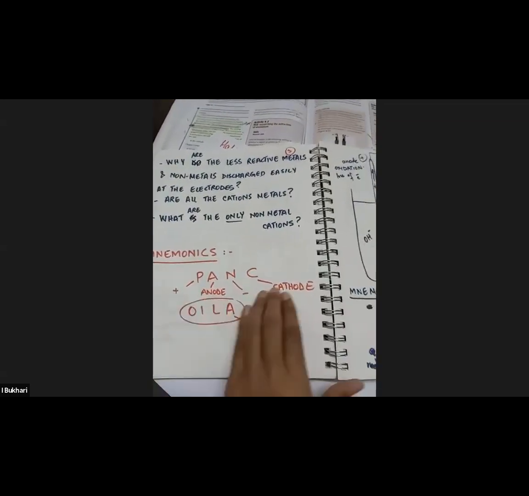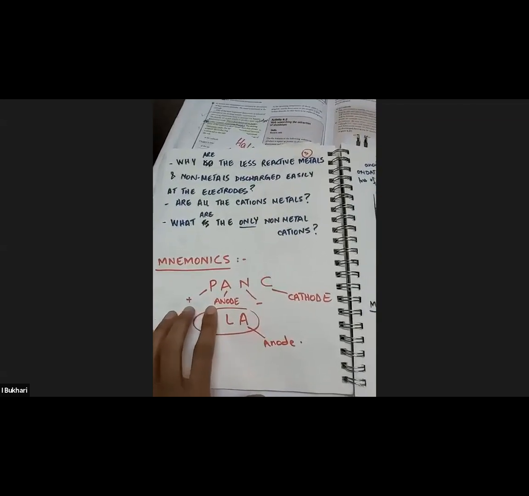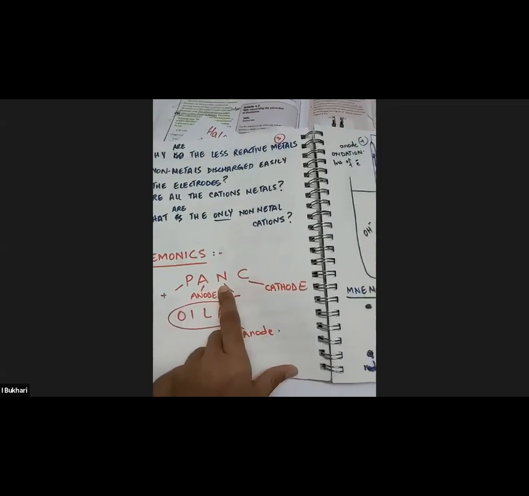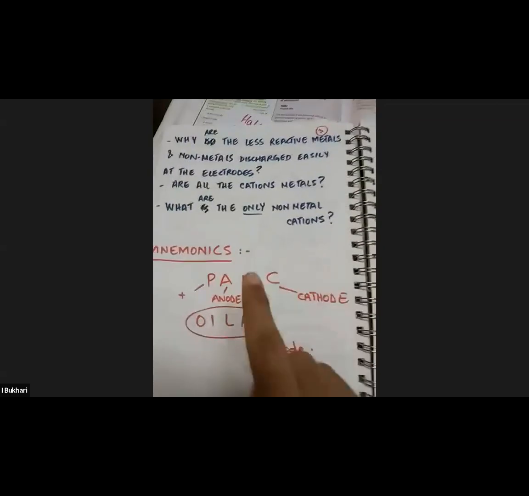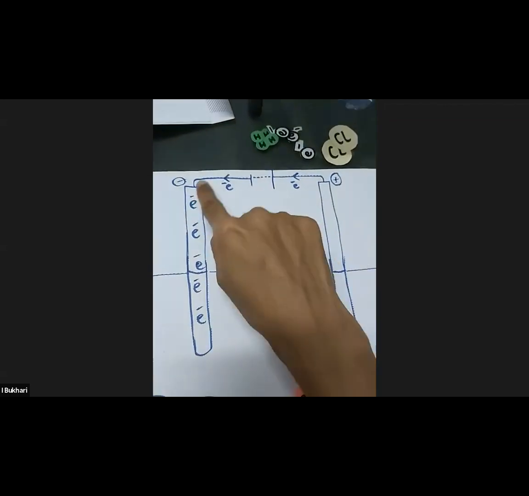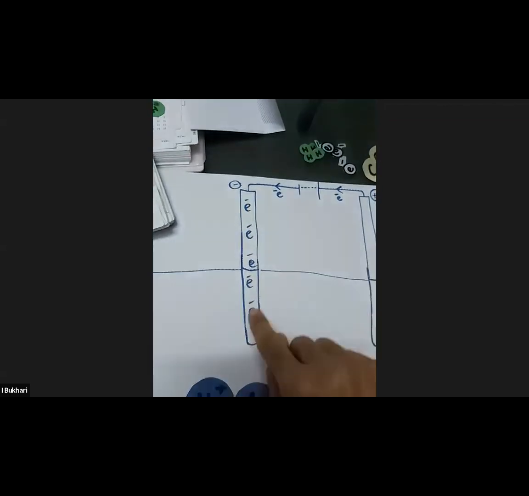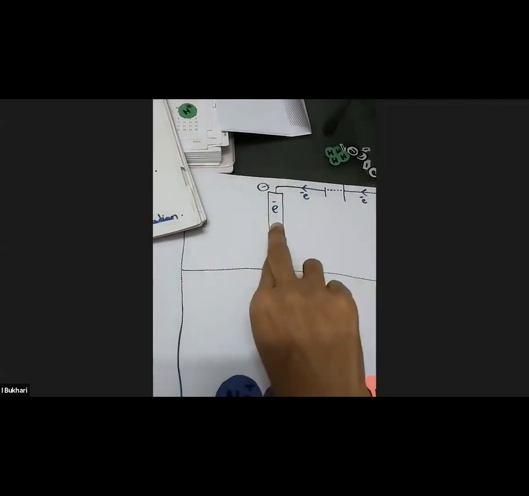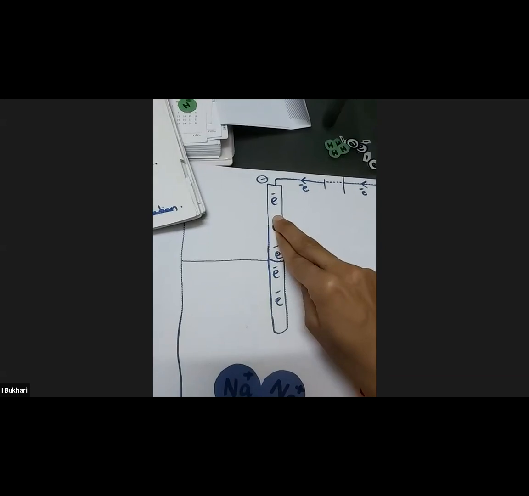Okay. So this is one I find helpful. Anode is positive, cathode is negative. Why? Cathode is attached to the negative terminal of the battery, and therefore it has an excess of electrons. Cations, because they are positively charged, are attracted towards the oppositely charged electrode, and so they accept electrons. So this is reduction.